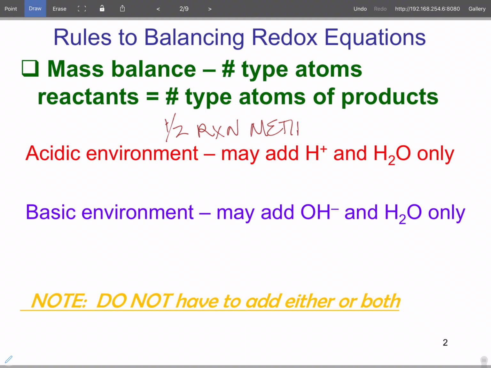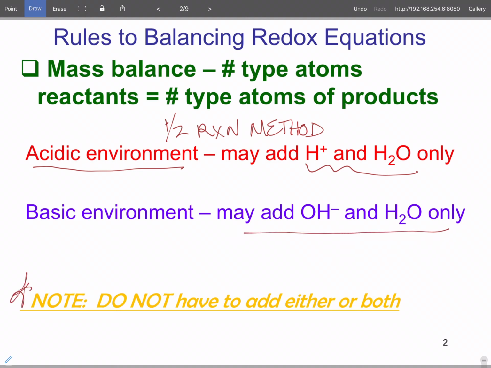There are a couple methods, but I'm going to tell you right now that this one is usually the easiest for 99% of the people. So this is the one we're going to do. For redox reactions, you can have acidic environments, in which case you may add H plus or H2O only. For a basic environment, you're going to have to add OH and H2O only.